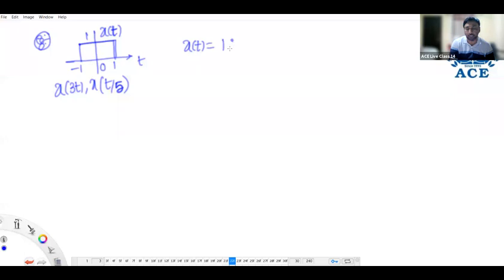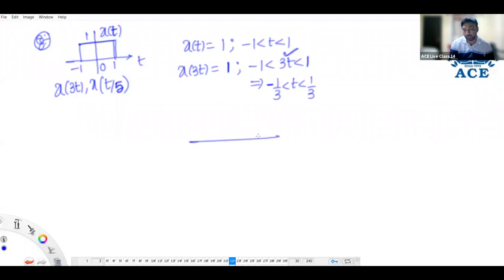So x(t) is 1 for the interval -1 to 1. What is the meaning of x(3t)? It is 1 for -1 < 3t < 1. Here solve for time: -1/3 < t < 1/3. So the signal x(3t) covers the length -1/3 to 1/3 with amplitude of 1.